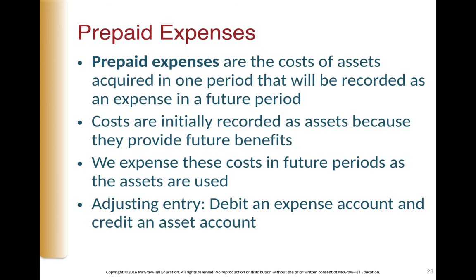and we reduced cash, and cash is an asset, and assets are reduced by credits. Now, at the end of one period, once we've used 1 month's worth of rent, we want to record that expense. Now we'll make an adjusting entry. Now we're going to debit an expense account, rent expense, and credit the original asset account of prepaid rent. So now we reduce the balance in prepaid rent, and we've recorded an expense of rent expense.